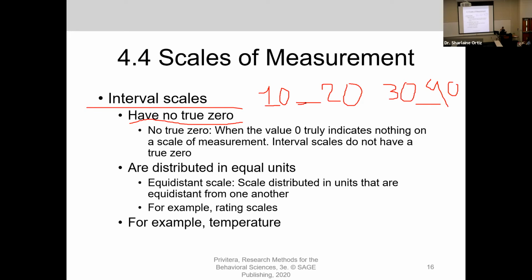A good example is temperature. So if I have 10 degrees, 20 degrees, 30 degrees, 40 degrees, if I tell you that it's 90 degrees outside, and yesterday was 80 degrees, then you know that that's the same difference as me saying that in the winter it's going to be 20 degrees compared to 10 degrees last year. So you know that that is literally the same difference of 10, right? So it is equidistant.